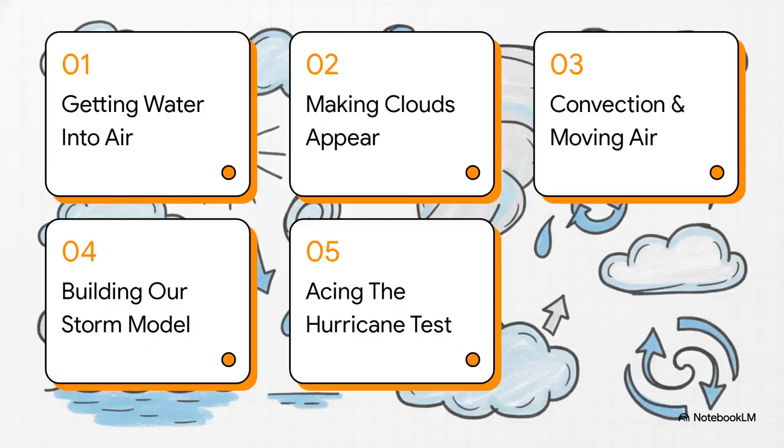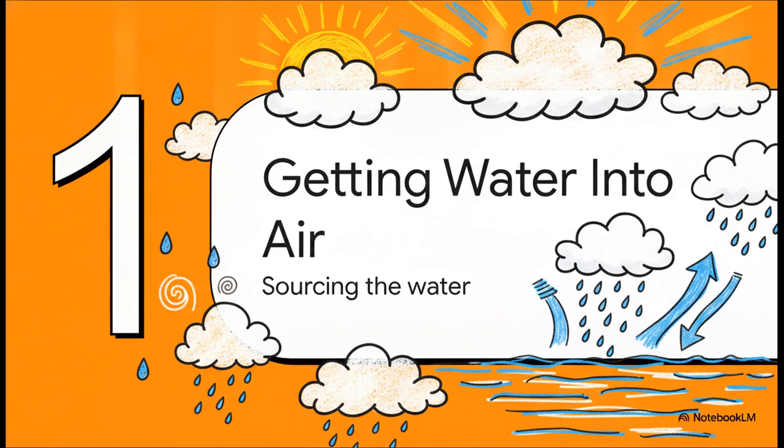Here is the game plan for today. We're tackling this in 5 steps: getting water into the air, making clouds appear, convection and moving air, building our storm model, and finally acing that hurricane assessment. First up on the list, Section 1, getting water into the air.